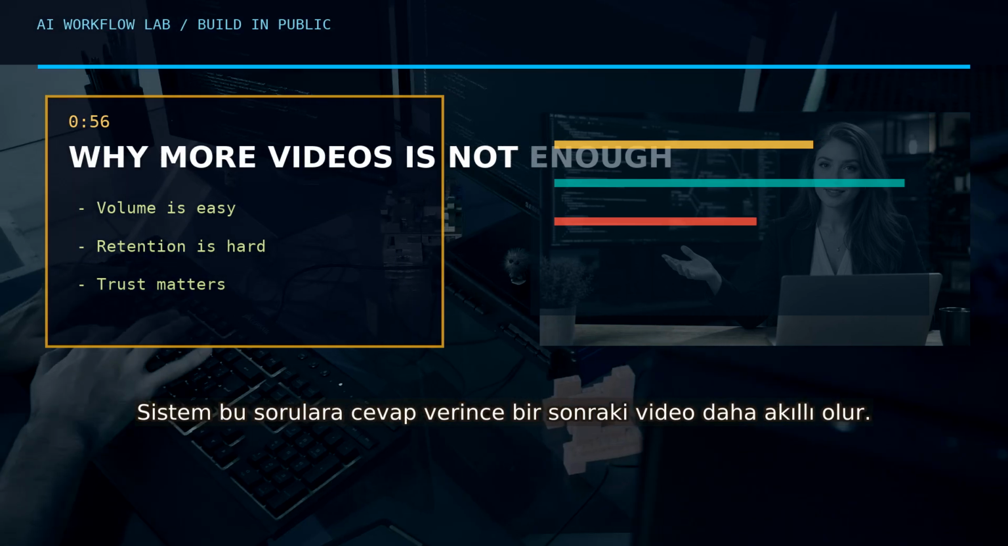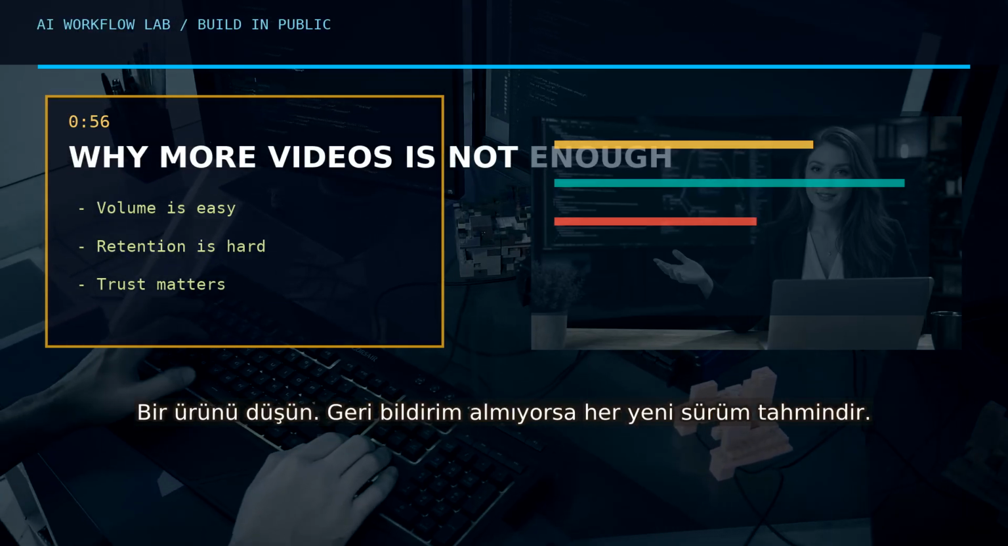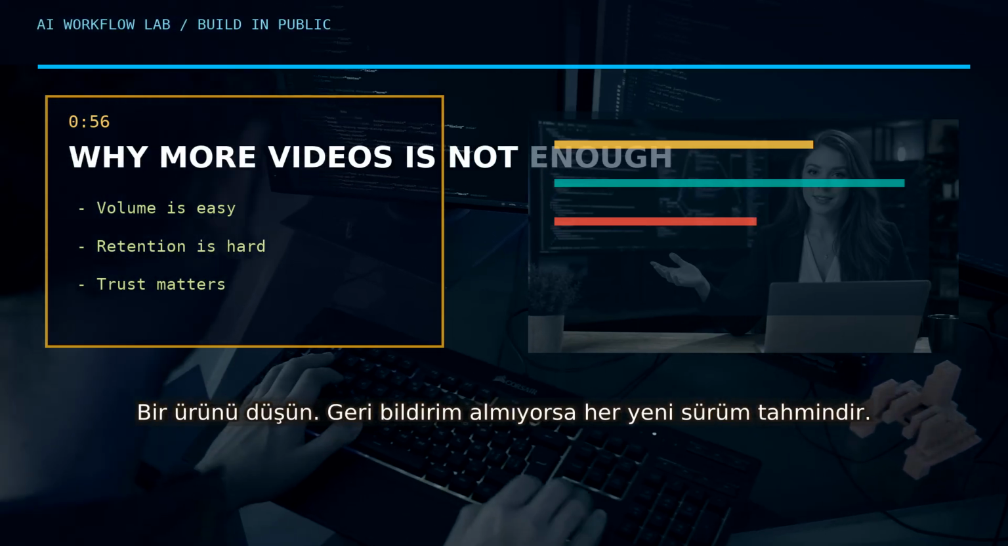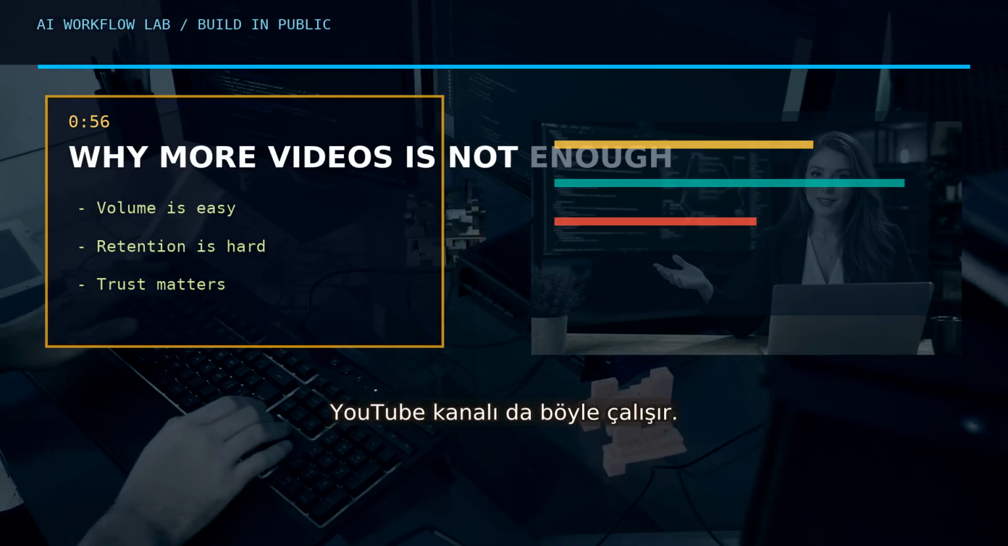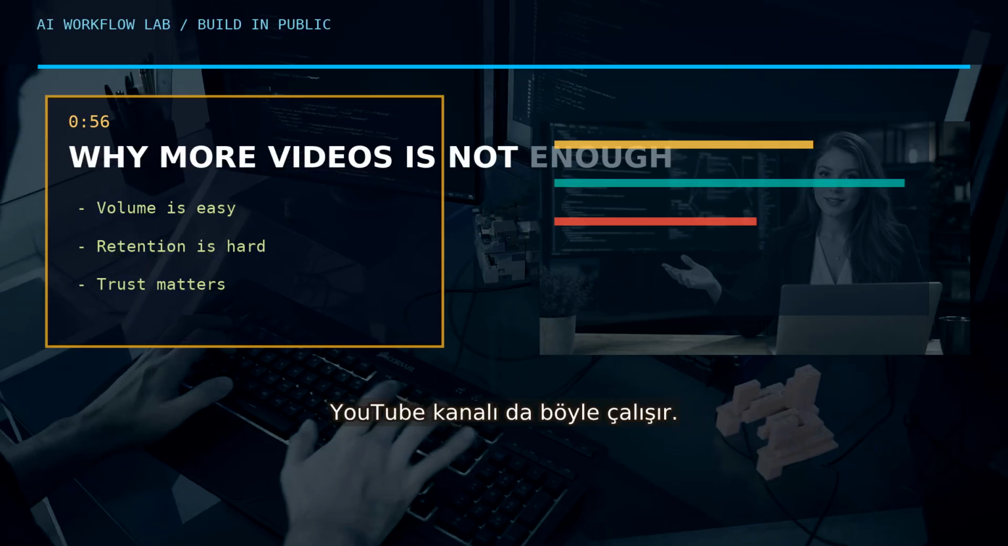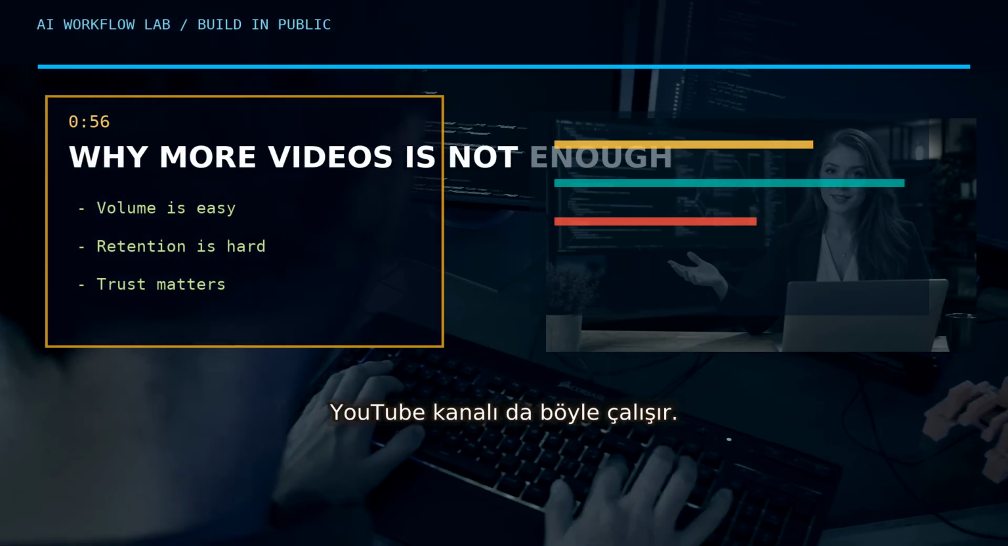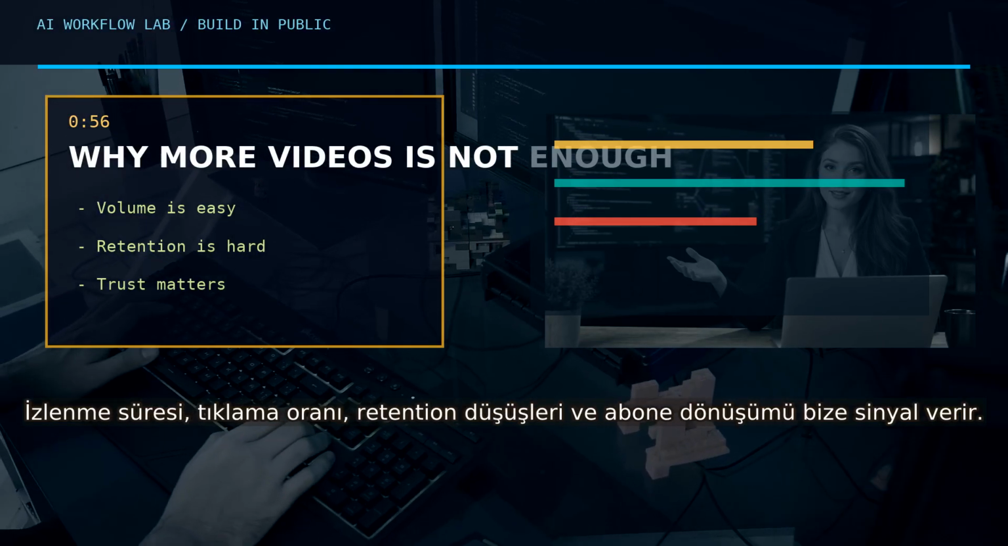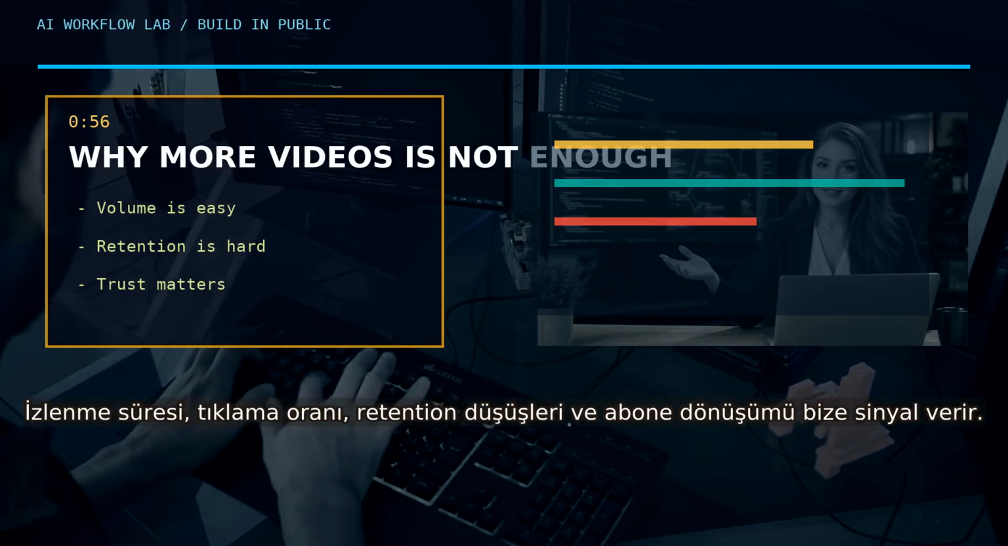Why more videos is not enough. Publishing more videos feels productive, but it can hide the real problem. If every video uses a weak hook, a weak title, or the wrong audience promise, publishing 10 more videos only repeats the same mistake 10 more times. The target is not just output, the target is signal.